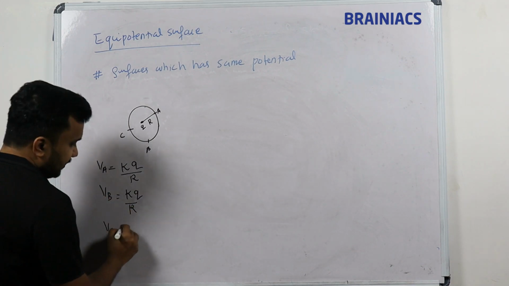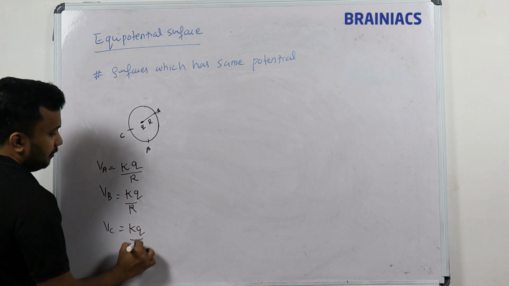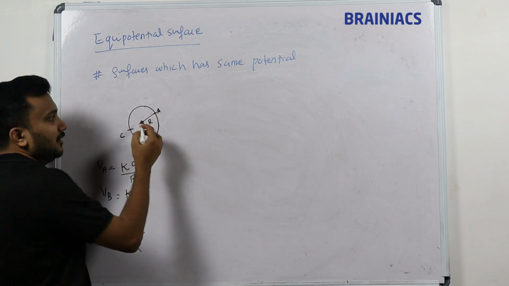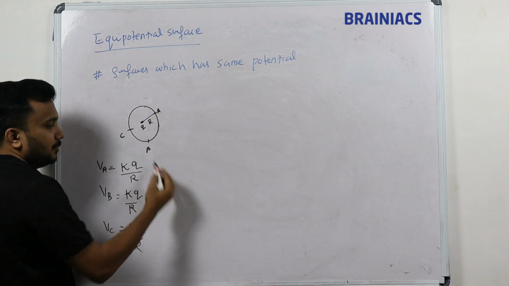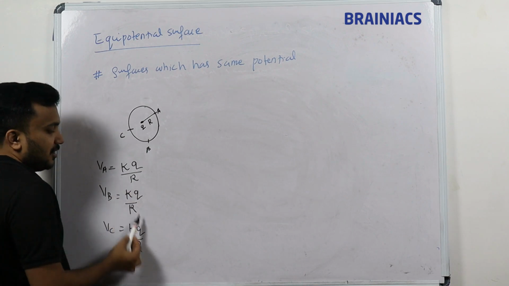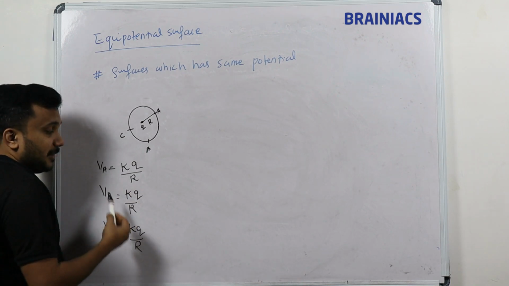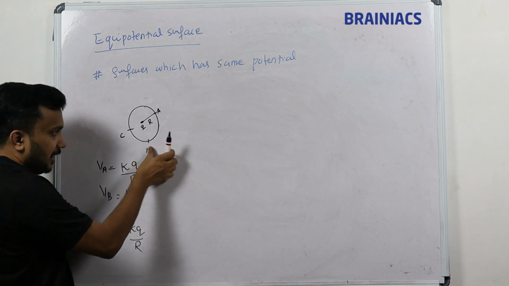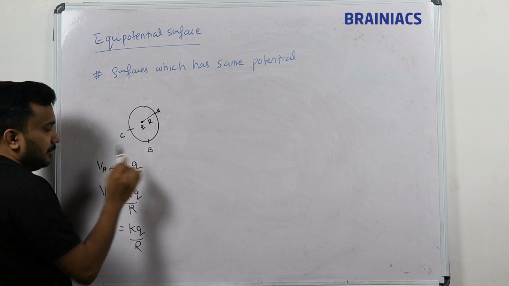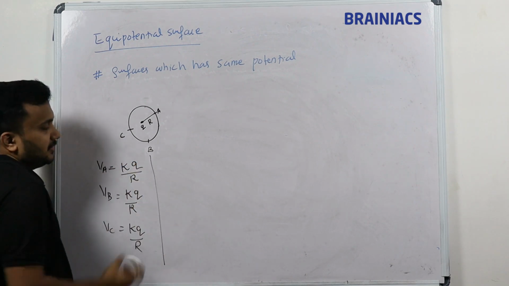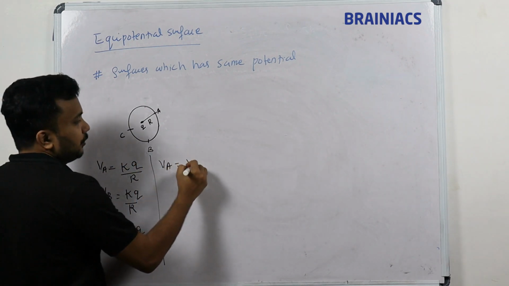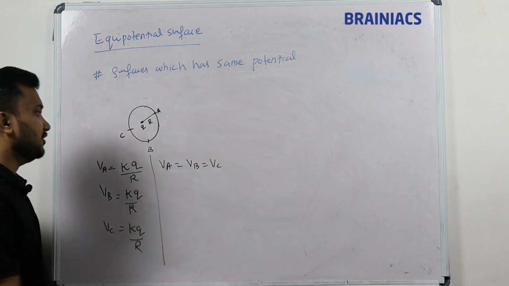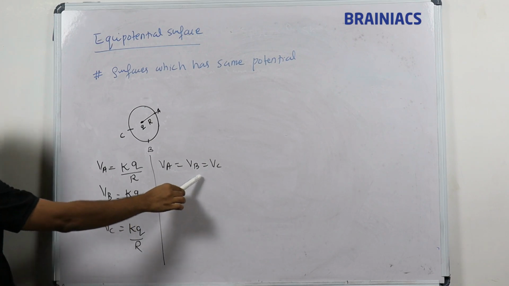What is the potential at C? You know it is also kq divided by r. So if you look into the spherical structure, a charge will be there at the center, and at all the positions the potentials, the voltages, are same. Potential at A is equal to potential at B. Potential at B is equal to potential at C. So I can say potential at A is equal to potential at B is equal to potential at C, and if such cases exist, then this is called an equipotential surface.